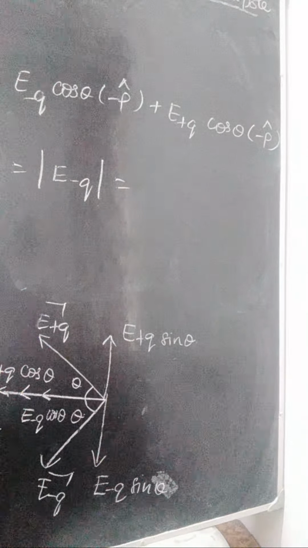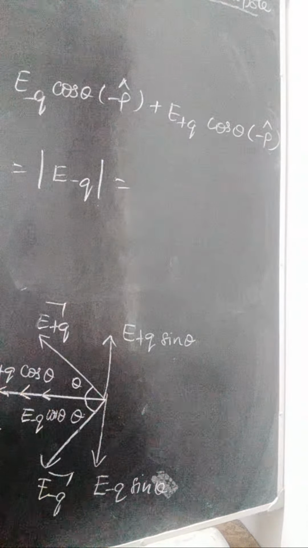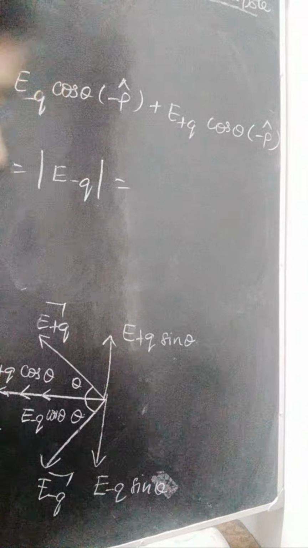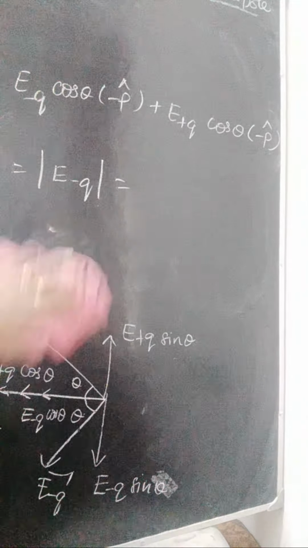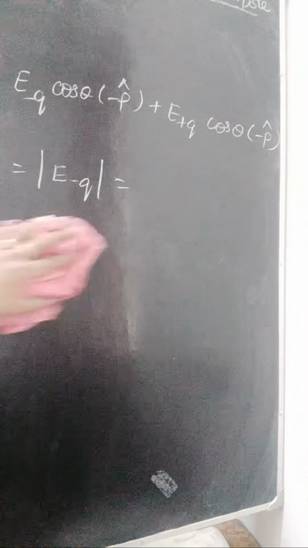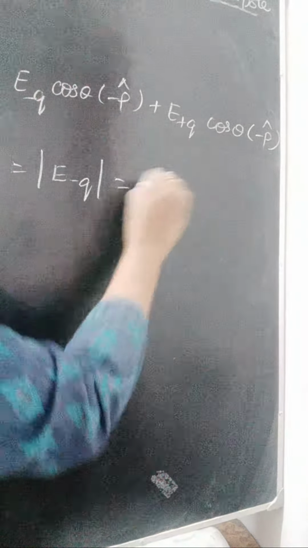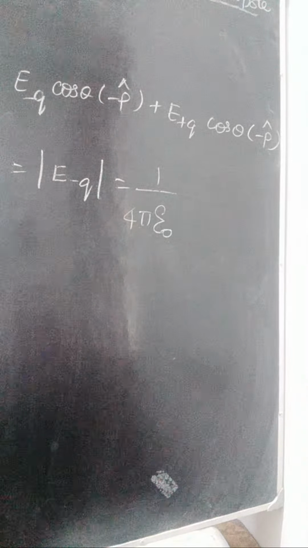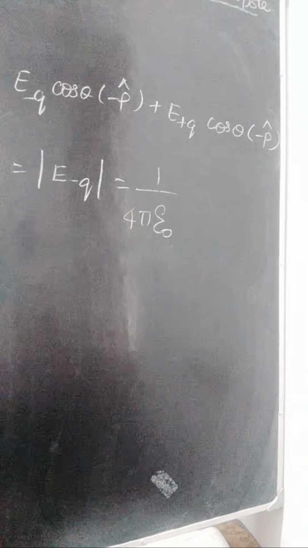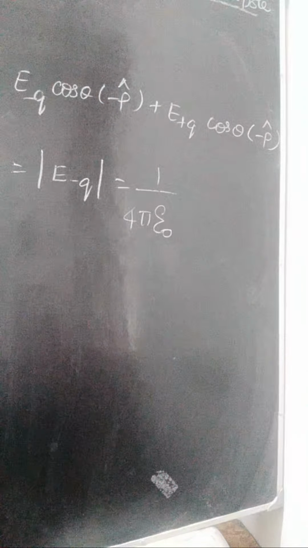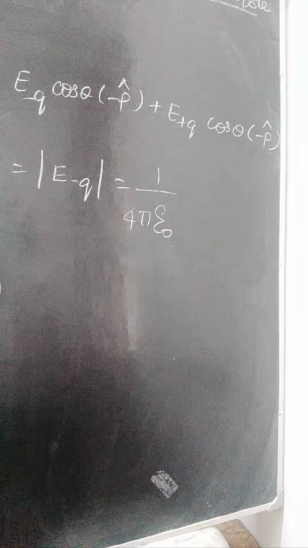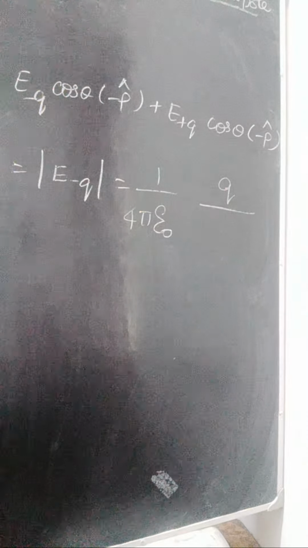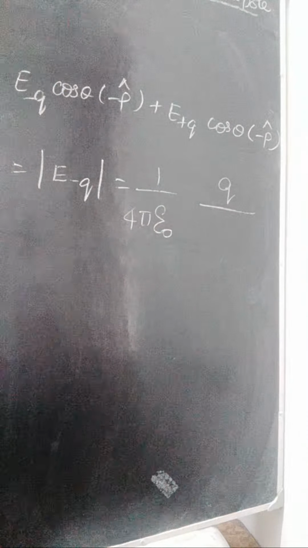Is it possible to have different magnitudes? As both the charges are the same, the distance remains the same, and they are similar triangles, the magnitude will remain the same. So what is the magnitude of E plus q and E minus q? 1 divided by 4 pi epsilon naught. What is the magnitude of the E vector? 1 by 4 pi epsilon naught q divided by the distance from the charge to the test point, squared.